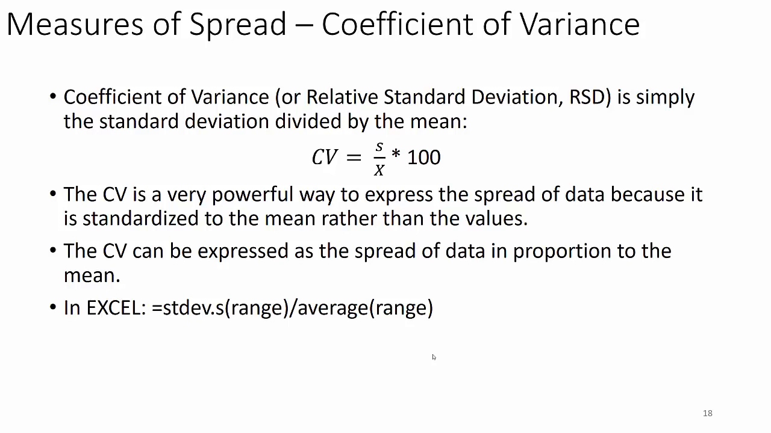It can be greater than 1 because you can have a standard deviation that's greater than the mean. It's a very powerful way to express the spread because it is standardized to the mean rather than an absolute value. It can be expressed as the spread of data in proportion to the mean. And so you just calculate it directly in Excel. I'm sure there's a function in Excel to do this. I just don't trust it, so I calculate it manually.